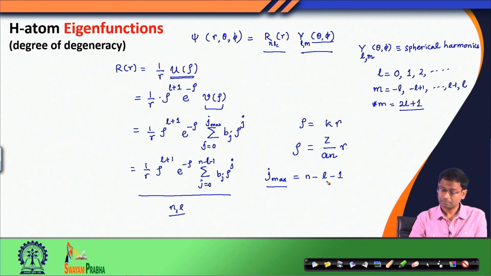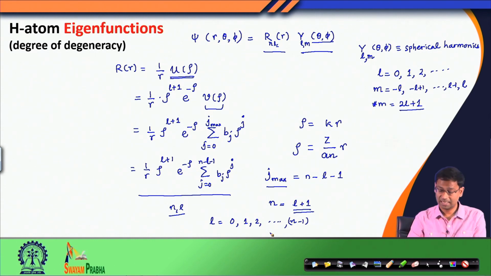So, therefore, the minimum value of j is 0, it goes from 0 to j max. So, the lowest possible value of j max that we can have will be 0, and when I have this one as 0, then you would see that n is equal to L plus 1. This should be the maximum value of L corresponding to a particular n value. So, in other words, the L values can become 0, 1, 2, so on and so forth until n minus 1.